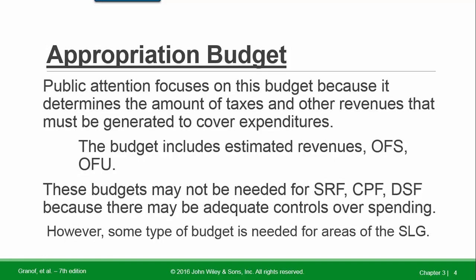The appropriations budget. Public attention focuses on this budget because it determines the amount of taxes and other revenues that must be generated to cover expenditures. The budget includes estimated revenues, other financing sources, other financing uses. These budgets may not be needed for Special Revenue Fund, Capital Project Fund, Debt Service Fund because there may be adequate controls over spending. However, some type of budget is needed for all areas of the state and local government.